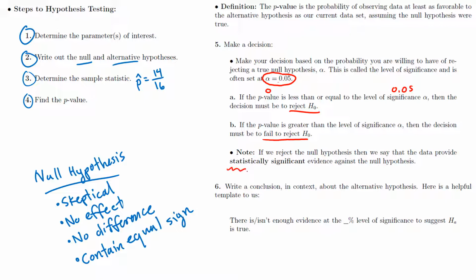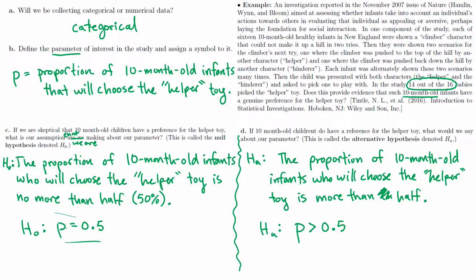And just a little terminology here. If we reject the null hypothesis, then we say that the data provide statistically significant evidence against the null hypothesis. So going back to the beginning, the fact that 14 out of 16 infants chose the helper toy is statistically significant evidence against the idea that the infants are just randomly guessing, right? And it's statistically significant evidence in favor of the idea that actually they have a preference for the helper toy.